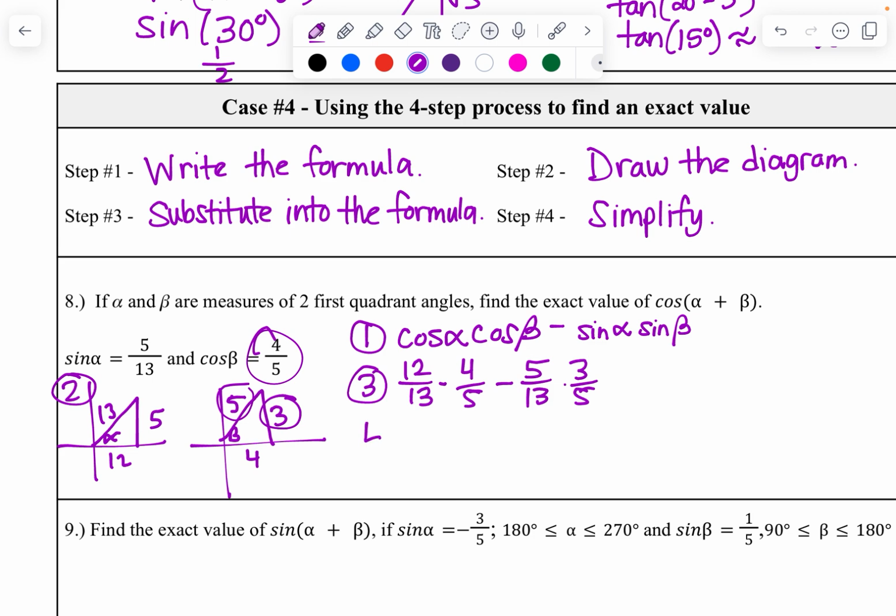All right, and now we simplify. So we get 48 over 65 minus 15 over 65. And so if we subtract, we get 33 over 65.